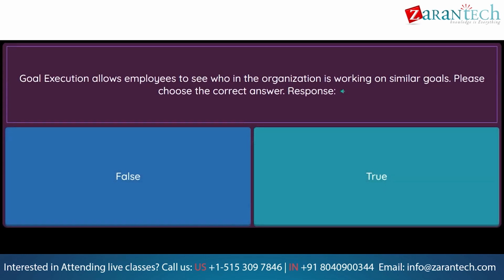Question: goal execution allows employees to see who in the organization is working on similar goals. Please choose the correct answer. Response: Option 1, false. Option 2, true.